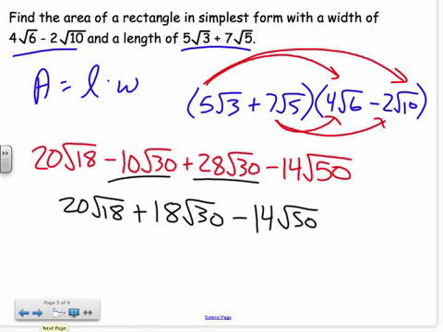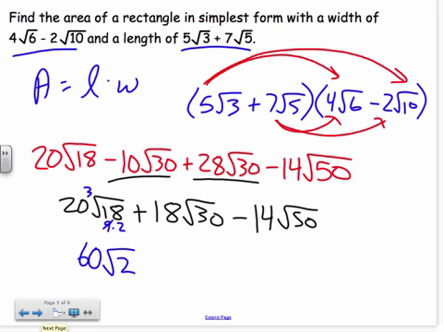Well, remember, don't think you're ever done. See if you can simplify what's inside the radical. Perfect square factors. So I look at 18 here. I got 9 times 2, don't I? And the square root of 9 is 3. So 20 times 3 is 60. So 60 times the square root of 2.